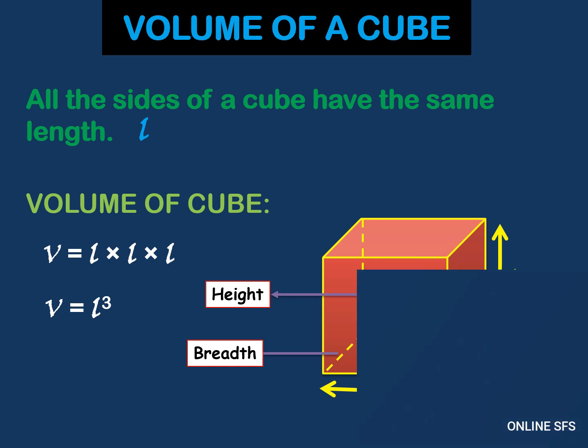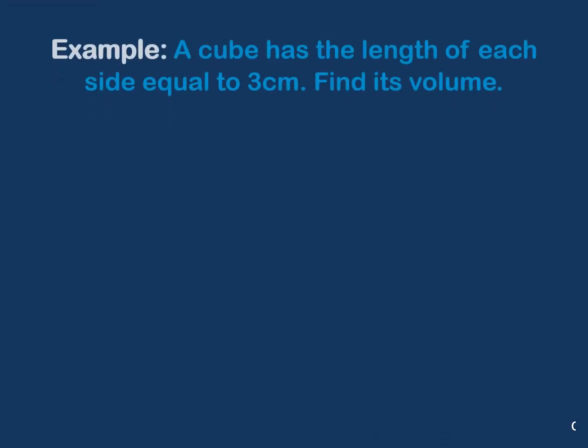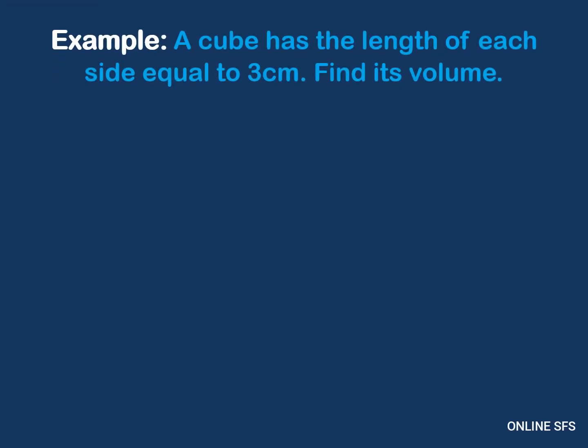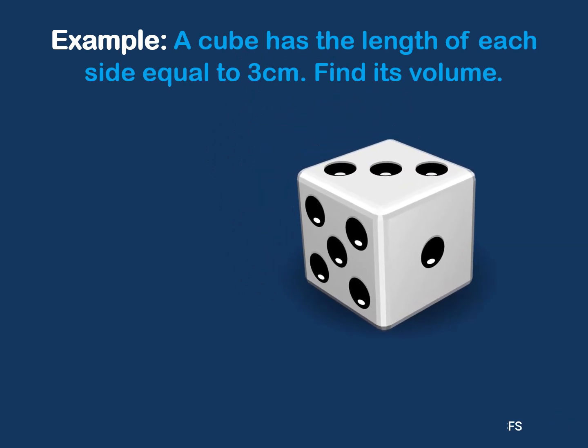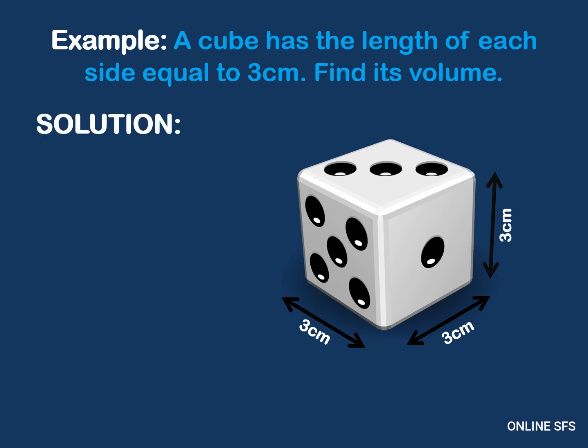Let's see an example. A cube has the length of each side equal to 3 centimeters. Find its volume. Now here you can see that this is a cube and we have labeled all its three dimensions as 3 centimeters. As we know that all the three sides or dimensions of a cube are equal, let's find out the solution.